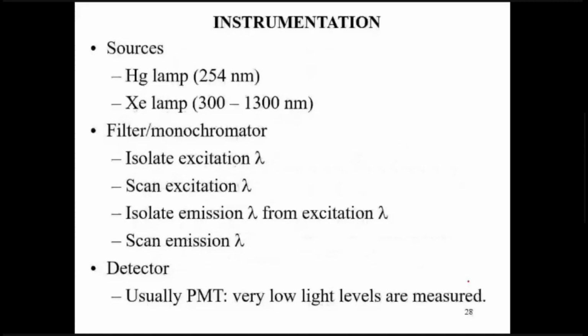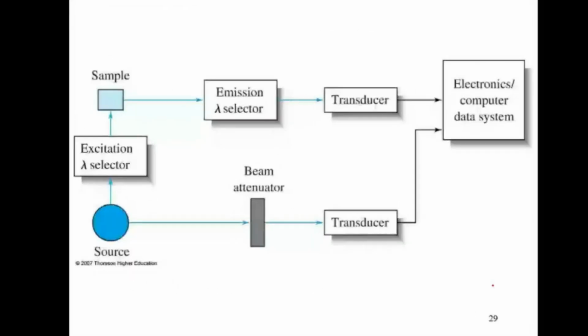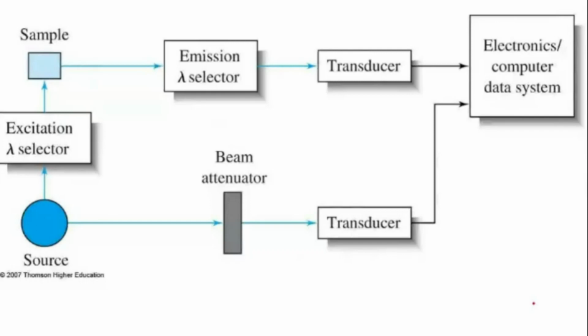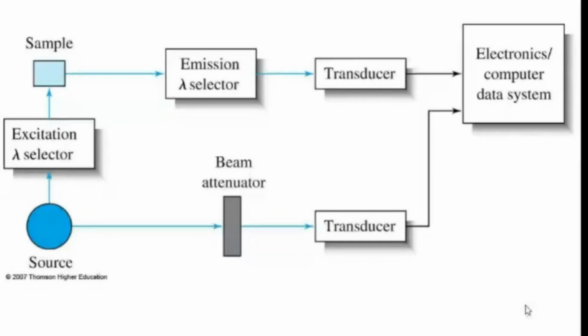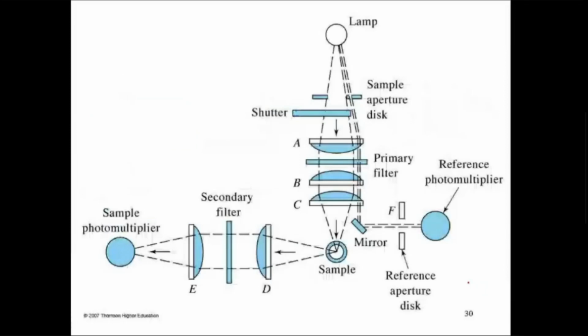Now, the next part of the chapter is instrumentation. We need to study the sources, and the filters or monochromators that are used. There will be two types of filters and monochromators that can be used, one for excitation and the other for emission. And we will have a detector. This is the block diagram. Go through it. So this is the optical diagram. Please note that the detector, that is the photomultiplier tube, is kept at 90 degrees of the source from the sample.